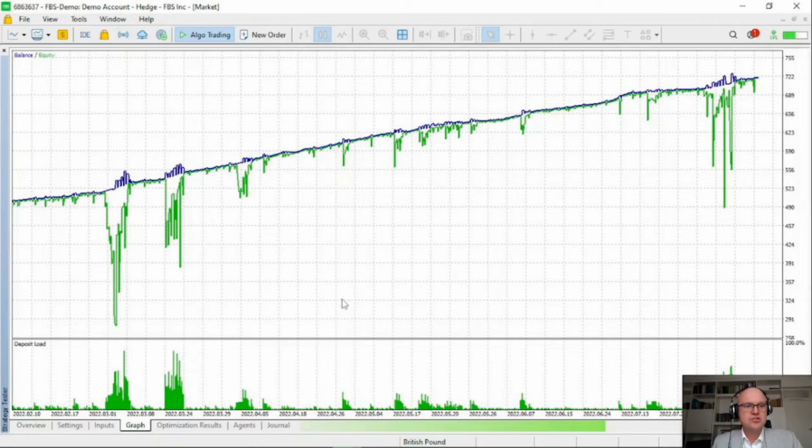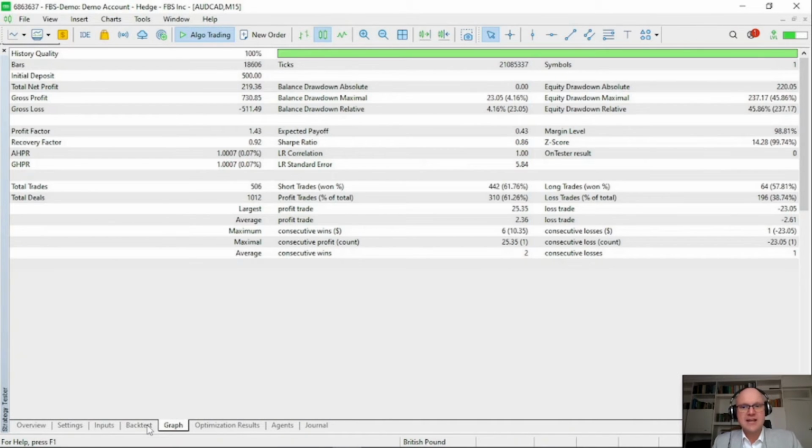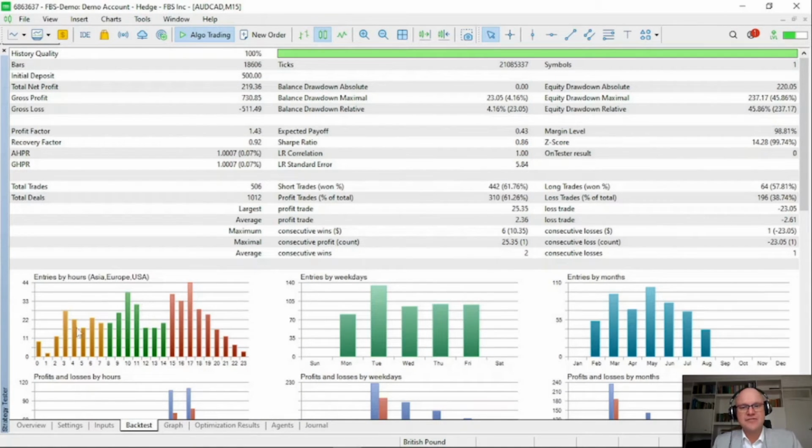Overall, it is able to end the year in a very healthy profit of over $200, taking us up to a total balance of $719.36, or gross profit of $730 and a gross loss of $511.